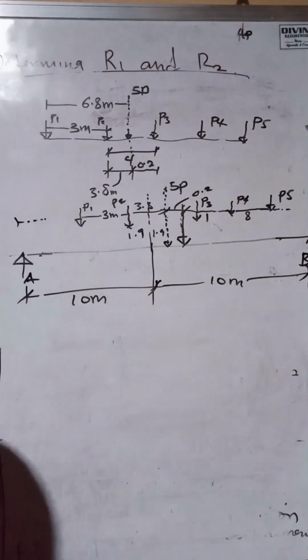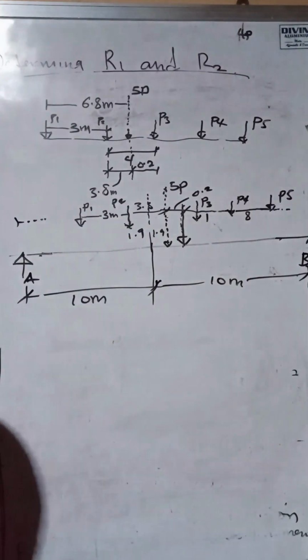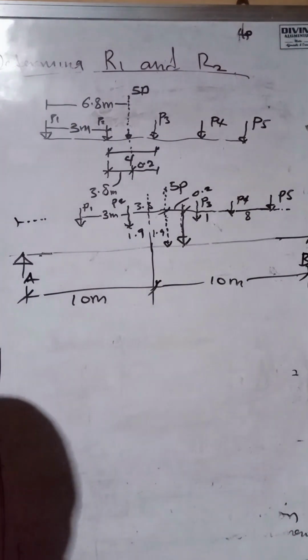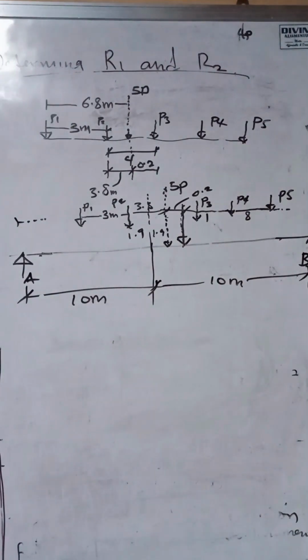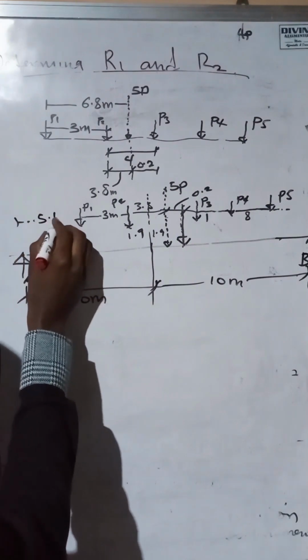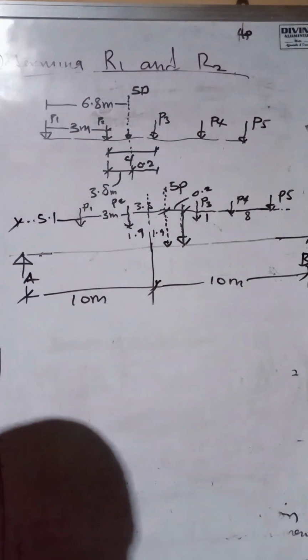The distance between support A and P1 is 10 minus 4.9. We can do it from there. So 10 minus 4.9 will give us 5.1. So what it means is that from here it's 5.1. Now let's do the same for the other side. We have 10, so this one becomes 10.